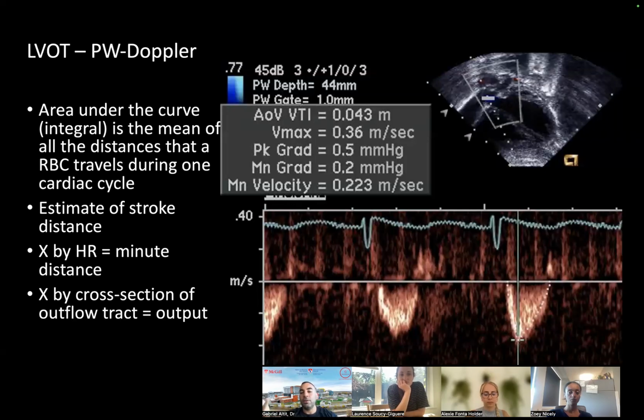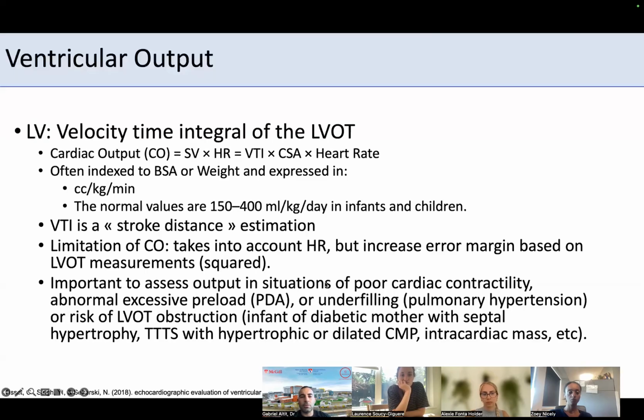And you can do this in the LV or the RV. There are some caveats that we don't take into account, such as viscosity and things like this, but they may also influence this calculation a bit because they're all based on the Doppler shift effect, and sometimes they can change a bit with the viscosity of the blood. So again, cardiac output is stroke volume times heart rate, which is the VTI times the cross-sectional area times heart rate, and often indexed to body surface area. We say the normal value is about 150 to 400. I typically see more like 100 to 300, I'll be honest with you.